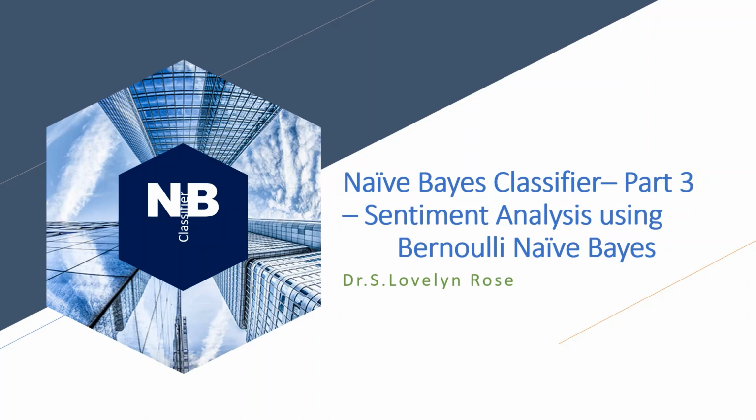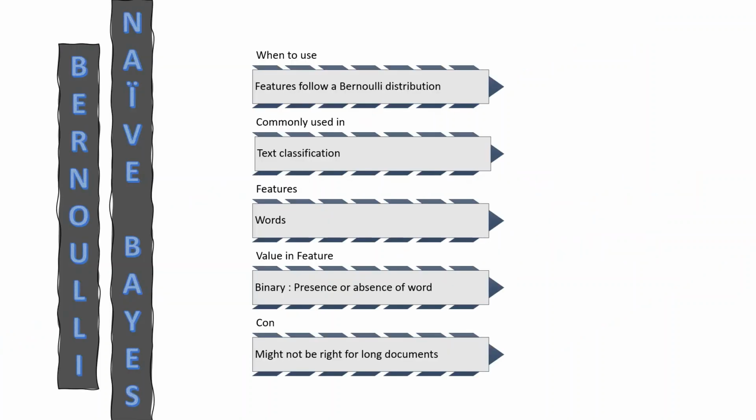In this video, we perform sentiment analysis using the Bernoulli Naive Bayes classifier. Remember, a discrete distribution which has two possible outcomes that are labeled as success and failure is called a Bernoulli distribution. We follow the Bernoulli Naive Bayes when the features follow a Bernoulli distribution.